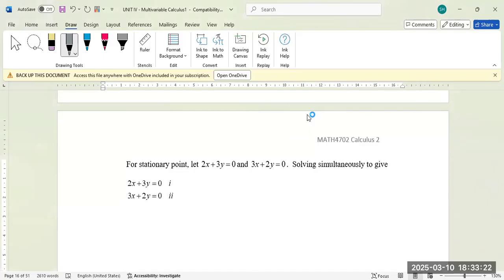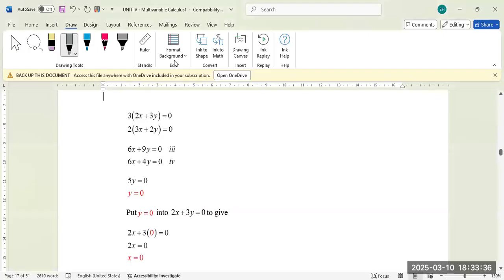So yes, those are the two equations, and we are going to be solving them simultaneously. Let me show you what I did. What I'm trying to do is to eliminate the x's. Because I'm trying to eliminate the x's, I'm multiplying equation 1 by 3 and equation 2 by 2. So 3 times 2x is 6x, and 3 times 3y is 9y, and 3 times 0 is 0. And 2 times 3x is 6x, and 2 times 2y is 4y, and that equals 0.